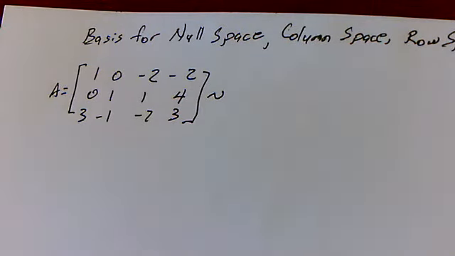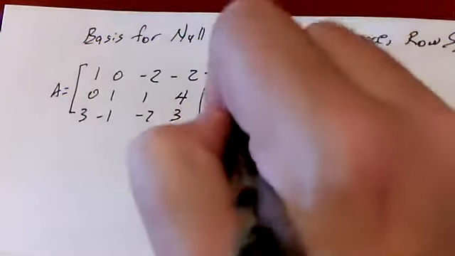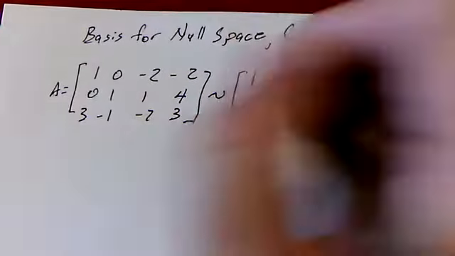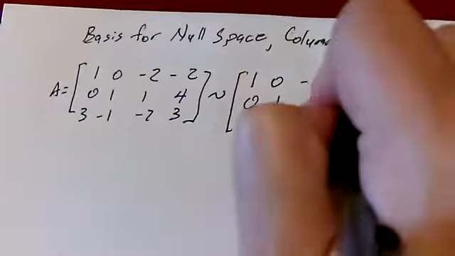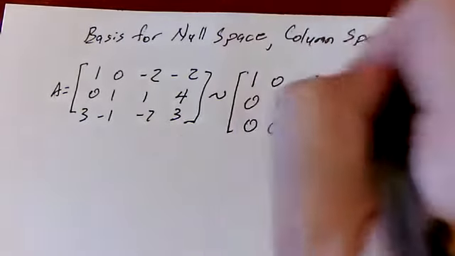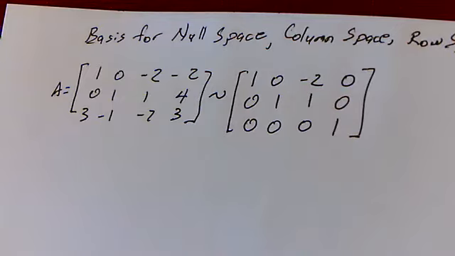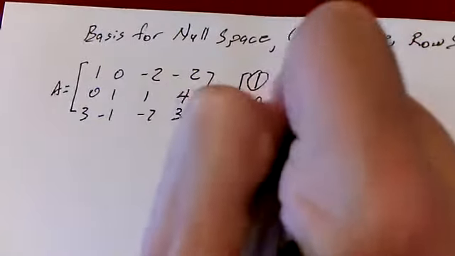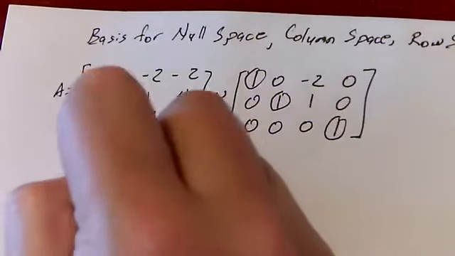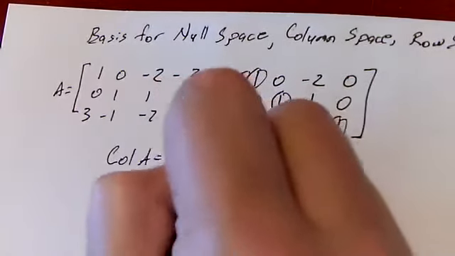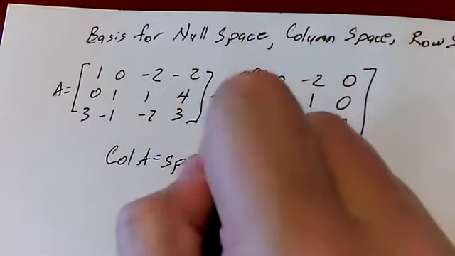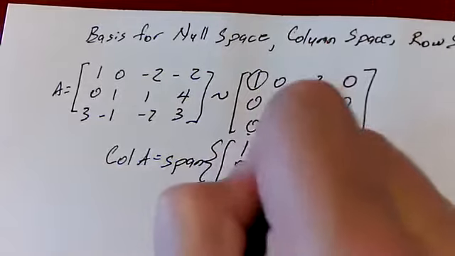So put in your matrix here: 1, 0, negative 2, negative 2; 0, 1, 1, 4; third row, 3, negative 1, negative 7, and 3. I row reduce that matrix, and we get the following result: 1, 0, negative 2, 0; 0, 1, 1, 0; 0, 0, 0, 1. So notice where the independent columns are. I have my pivots here in columns 1, 2, and 4. So the column space of A is going to be equal to the span of its basis, which is going to be those three pivot columns of the original matrix A.